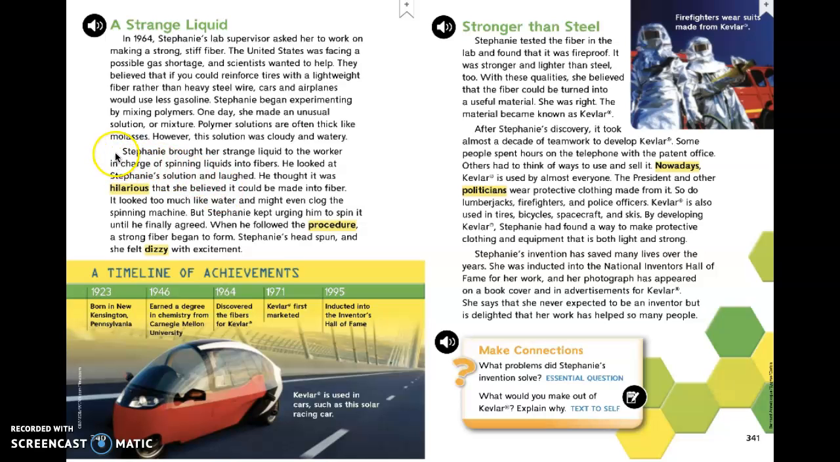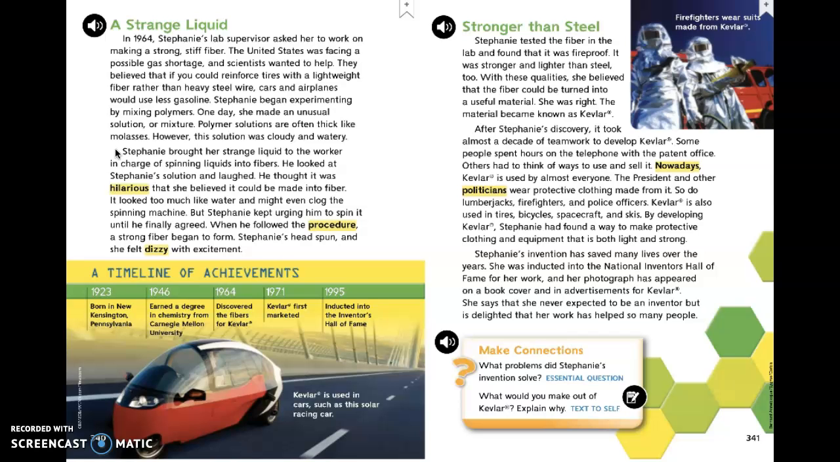Awesome. We're in paragraph 2 where the problem is stated. Stephanie brought her strange liquid to the worker in charge of spinning liquids into fibers. He looked at Stephanie's solution and laughed. He thought it was hilarious that she believed it could be made into fiber. It looked too much like water and might even clog the spinning machine. So there is the actual problem.